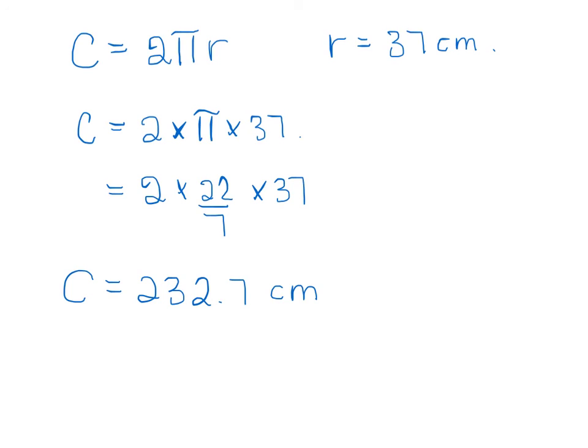And if I wanted to change it to, say, metres, that means I need to divide by 100, because there are 100 centimetres in 1 metre. So I'd have a distance of about 2.33, rounded off to 3 significant figures, metres around the edge of my bike tyre.